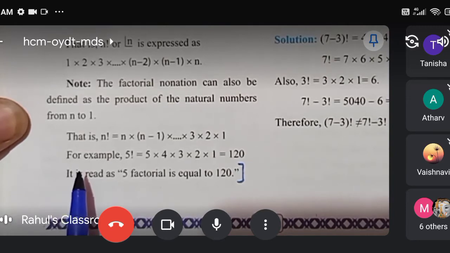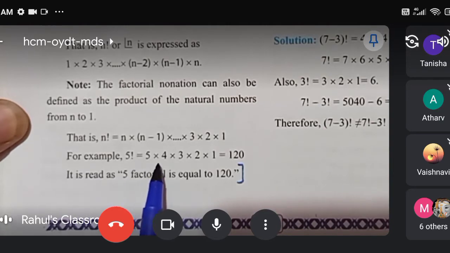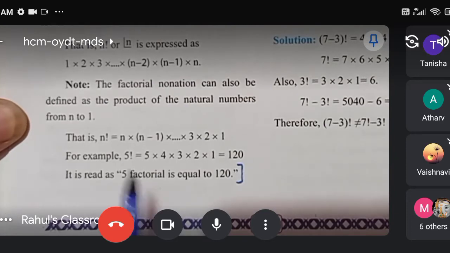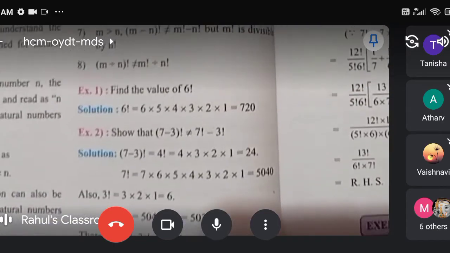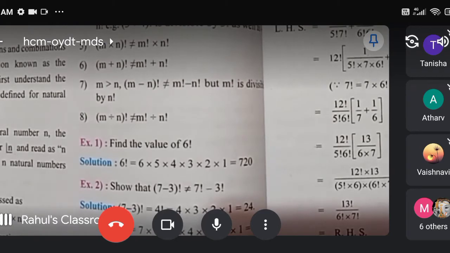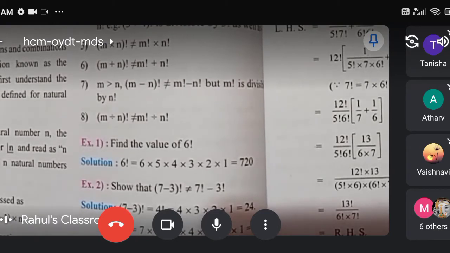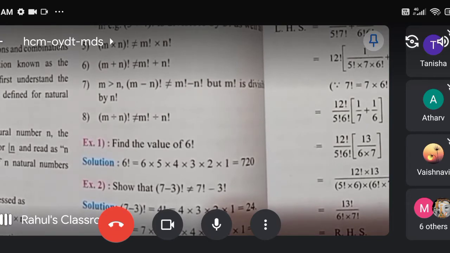One example is given here. That example is 5 factorial is equal to 5 into 4 into 3 into 2 into 1, which is equal to the product of all these numbers. The product of all these numbers is how much? 120. Now I will show all these things on a book.